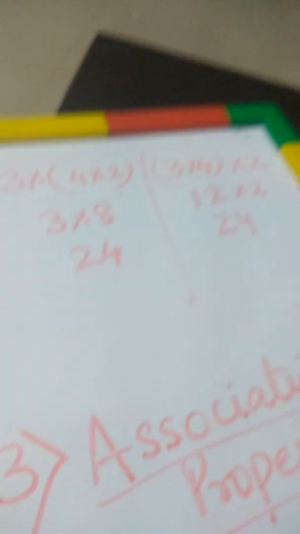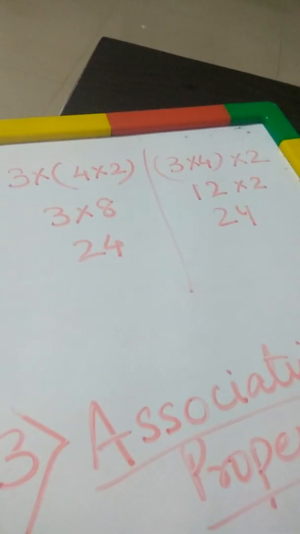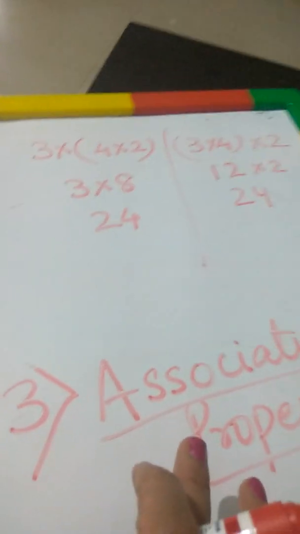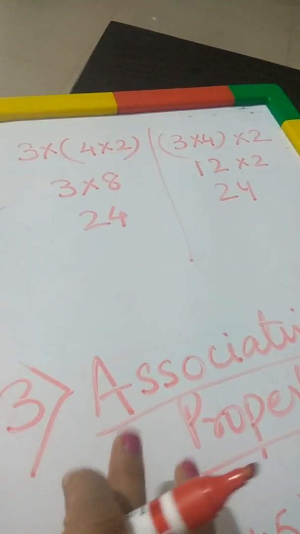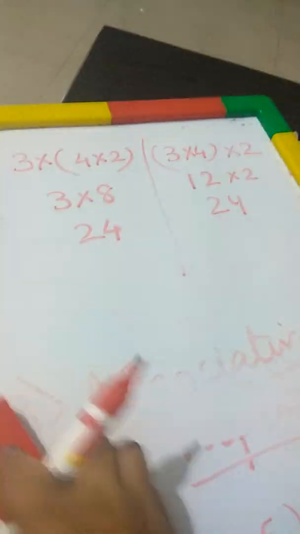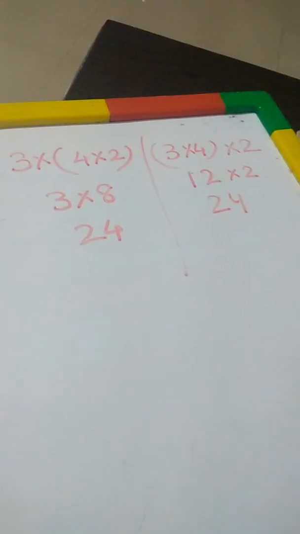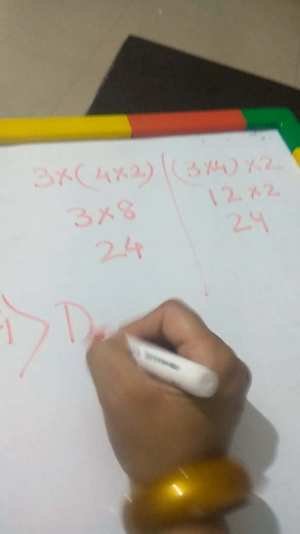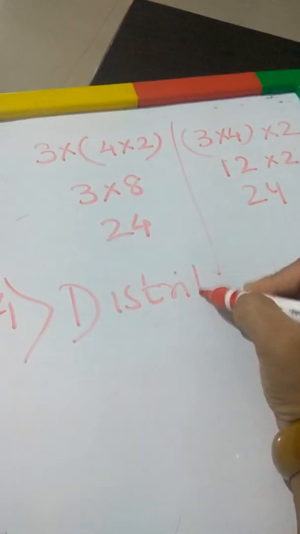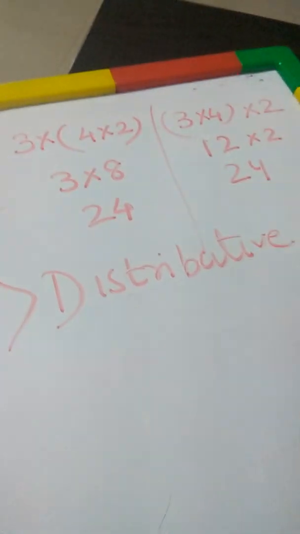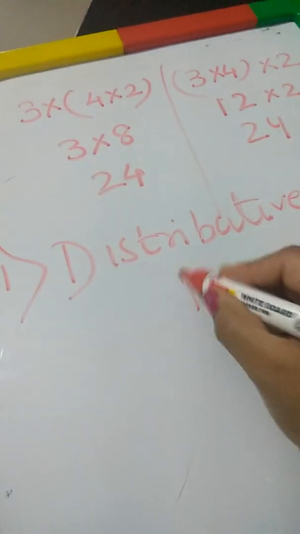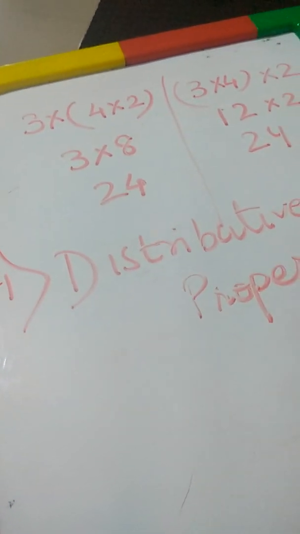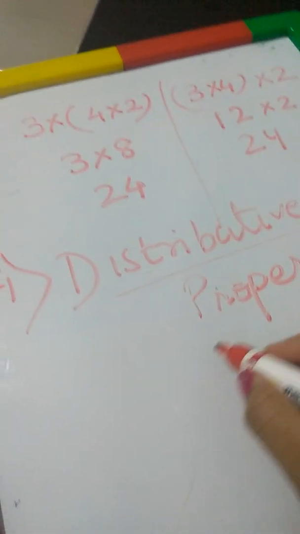So whether I multiply these two first or these two first, the answer remains same. That means numbers can associate in any order. That is why it is called associative property. Next, a very important property comes, that is called the distributive property. One number distributes over other numbers. This property is very important in simplifying and saving our time in solving the questions.